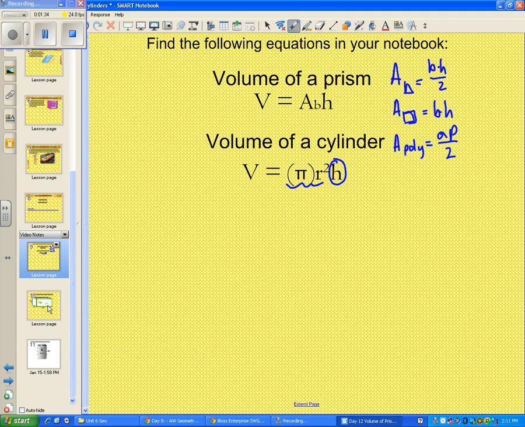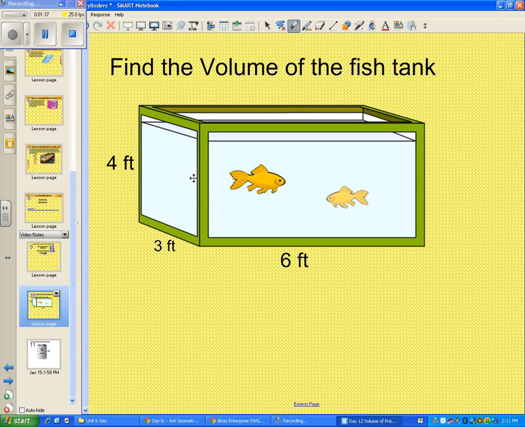You guys will get to see a practice example of this. And so we have a rectangular prism here. And in a rectangular prism, it kind of works out kind of nice. It doesn't really matter what the base is because they're all rectangles. They're all found the same way.